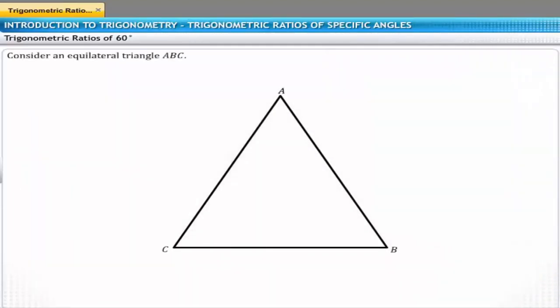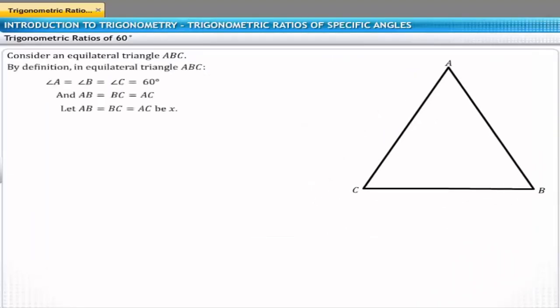Consider an equilateral triangle ABC. By definition, each angle of an equilateral triangle is equal to 60 degrees and all its sides are equal. Let the length of each side of equilateral triangle ABC be x. Let us draw a perpendicular AD from vertex A to its opposite side BC.